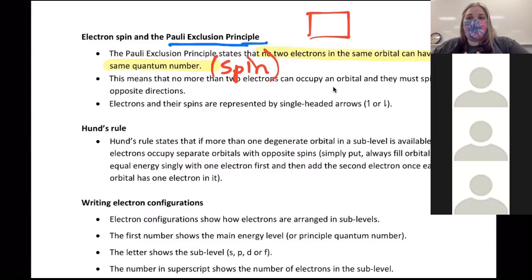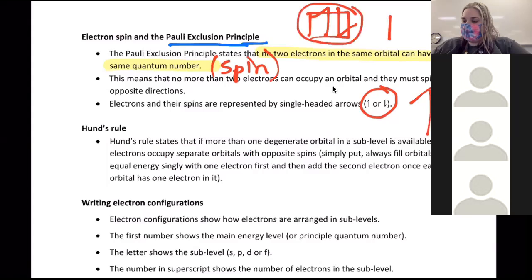And they have to spin in opposite directions. So when we draw our diagrams, we represent this with arrows that point in different directions. One goes up, one goes down. And we use these little half or single-headed arrows. So it's not like a regular arrow like this, it's a half arrow like this. That's the up one, and if I wanted to do one down, it would look like this. So in a box for an orbital, they always have to look like this, with one up and one down. If I have 2 up or 2 down, that's wrong because that is not obeying the Pauli exclusion principle, okay?